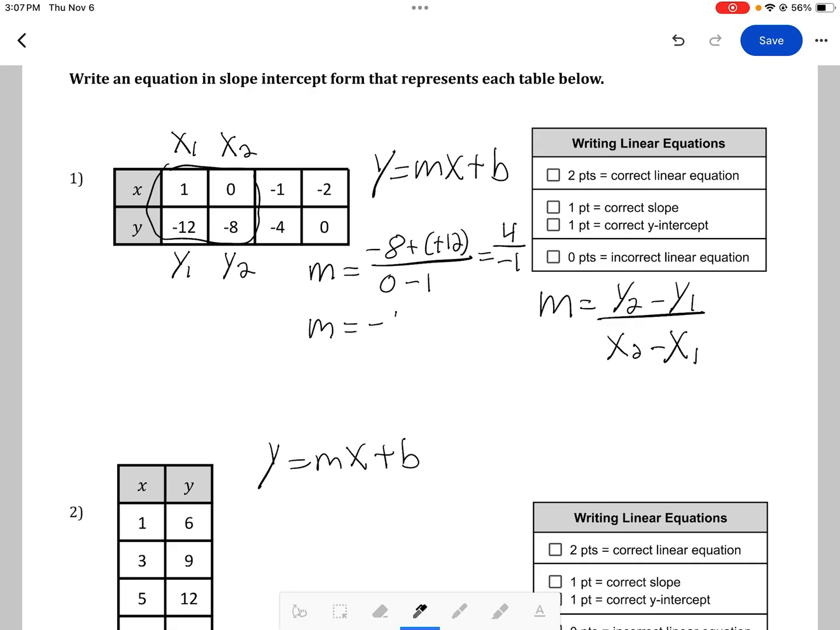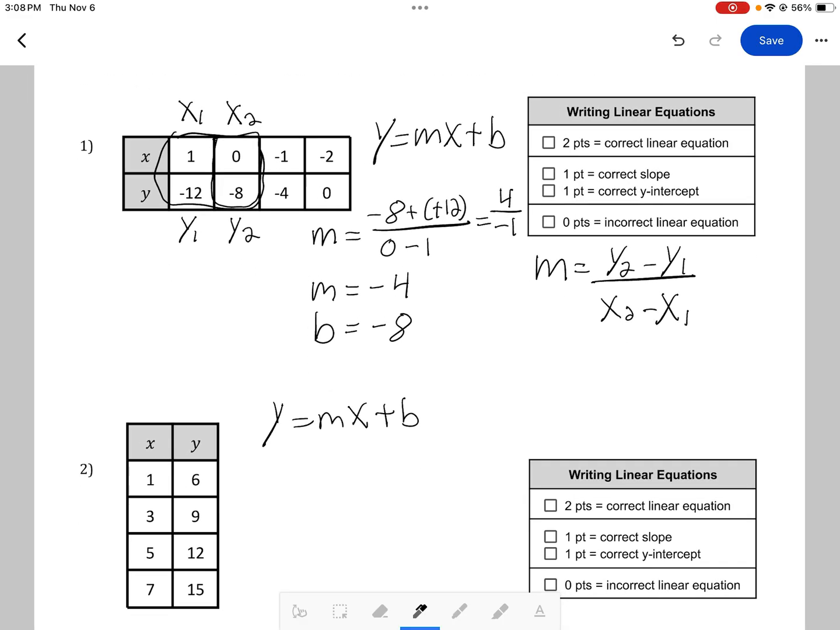So m equals -4. My b in this problem is easy to find. It is wherever my x is 0, that's my y-intercept, and my x is 0 when y is -8. So my y-intercept, or my b here, is -8. So now I'm going to rewrite my equation as y equals -4x minus 8.